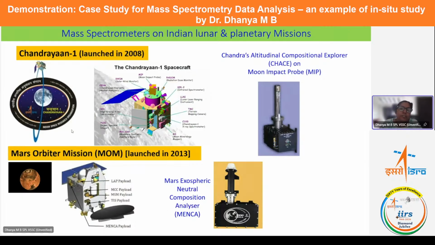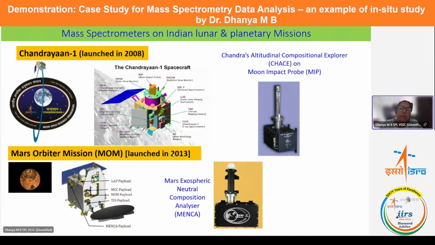In Chandrayaan 1, which was launched in 2008, you can see this Chandrayaan 1 satellite schematic. There was a Moon Impact Probe here, this box. This box got separated from the satellite when it reached near the moon, and then it fell on the moon. On the way, it made measurements. On that, we had a mass spectrometer called Chandra's Altitudinal Composition Explorer, in brief CHACE.